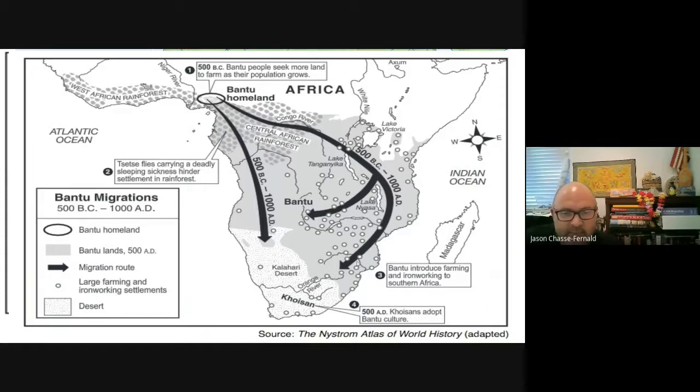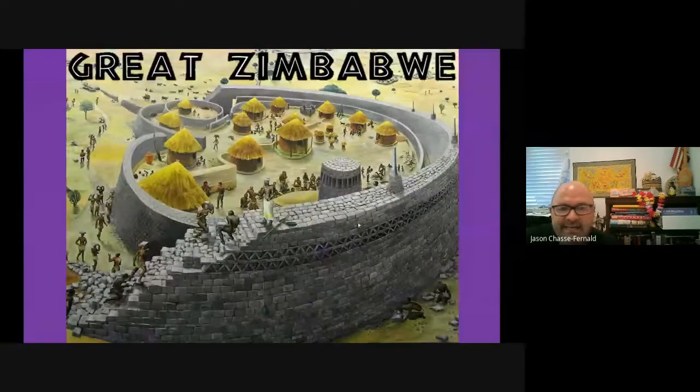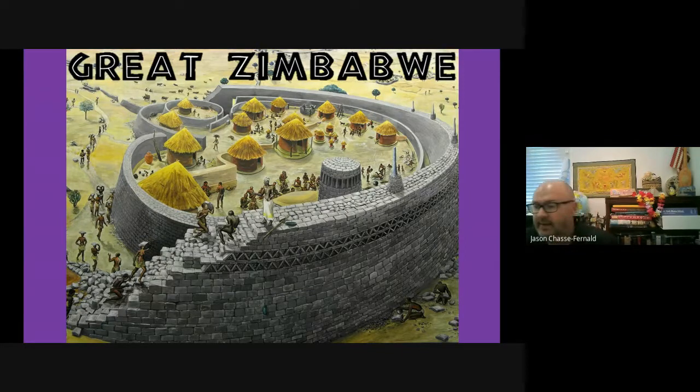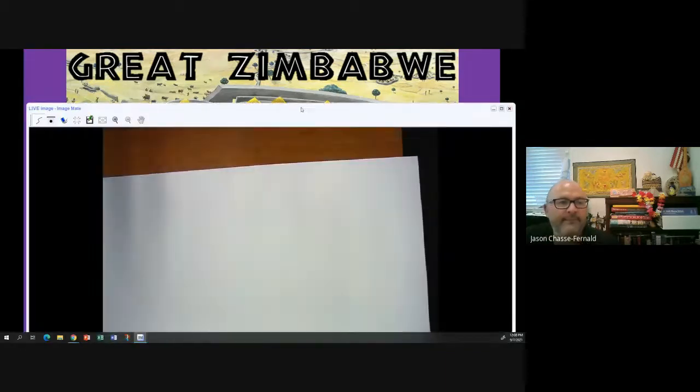So Great Zimbabwe. Let's talk about Great Zimbabwe real quick, or at least let's create our map, and then we'll go through and talk about their governance and, as you can see right now, their monumental architecture. I'm opening up my projector program and turning that on. All right, here we go.